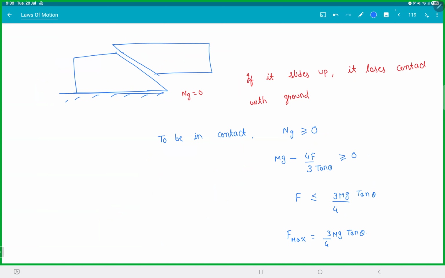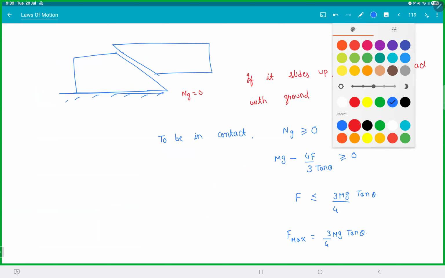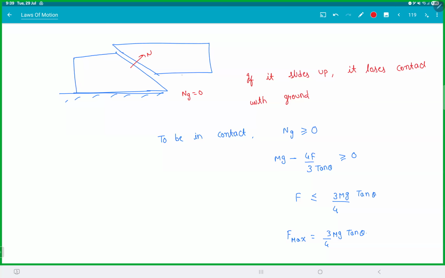You're getting confused. See, there are two different normal reactions here. There is this normal and there is this normal. So when it lifts off, these two are still sliding on each other, right? That is still in contact. The ground is not in contact anymore. Clear with that?